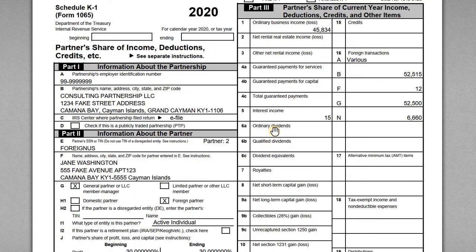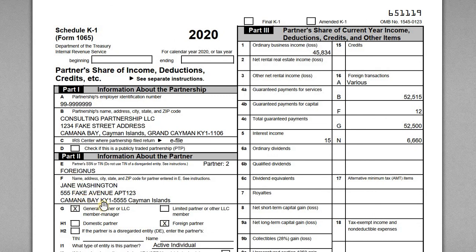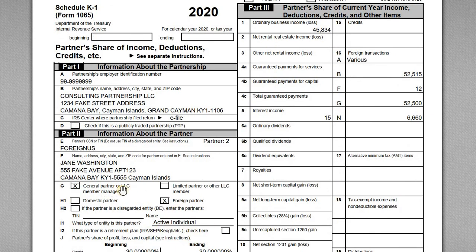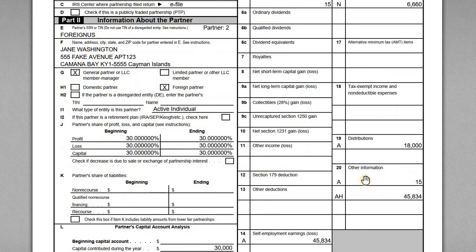The other partners here, so we have Jane Washington. She's the Cayman Islands person. She's a member manager. She's foreign. She actively participates in the business. She doesn't have an ITIN or SSN, so you can use "foreign U.S." as the placeholder. She still needs a K-1 with all of these income items allocated on it, right?